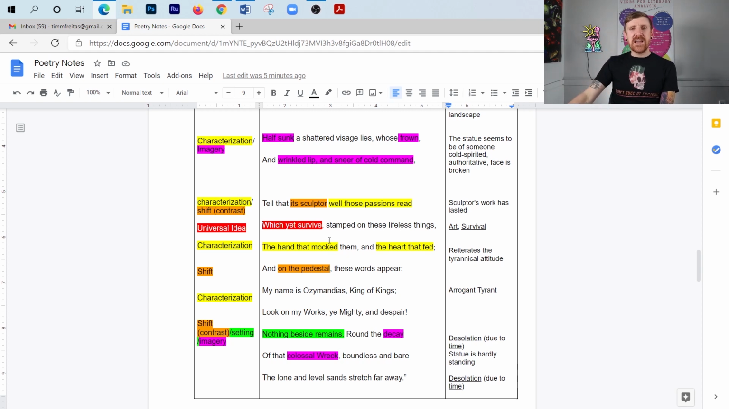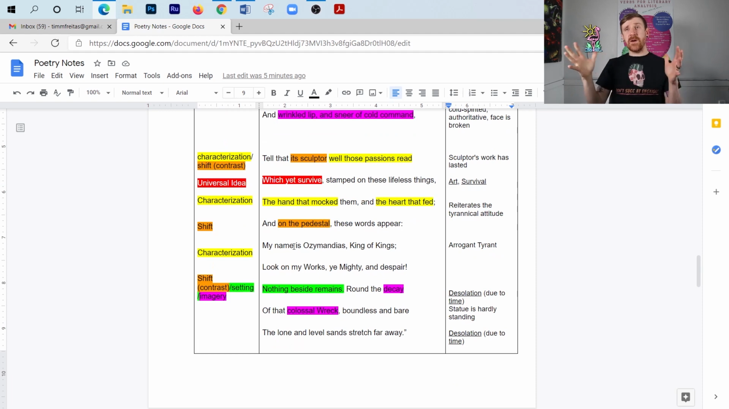And then it says, "the hand that mocked them, the heart that fed." And we have another shift. And on that pedestal, so now we're shifting from the ruins themselves to focusing on the pedestal. It says, "these words appear: My name is Ozymandias, King of Kings. Look on my works, ye mighty, and despair." And this right here is another shift in what Ozymandias actually says.